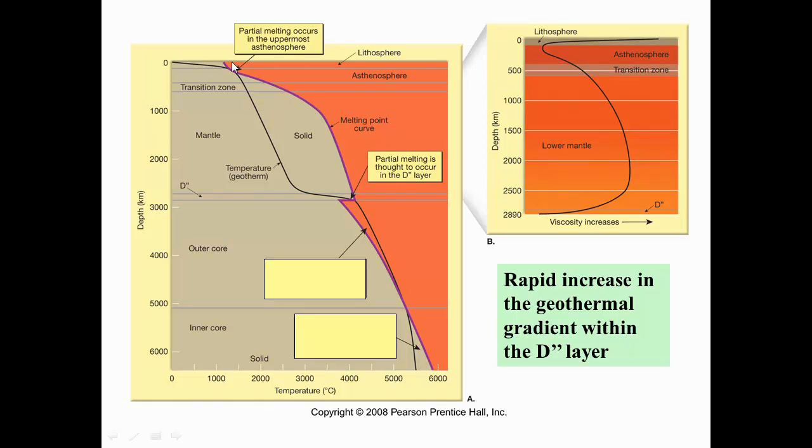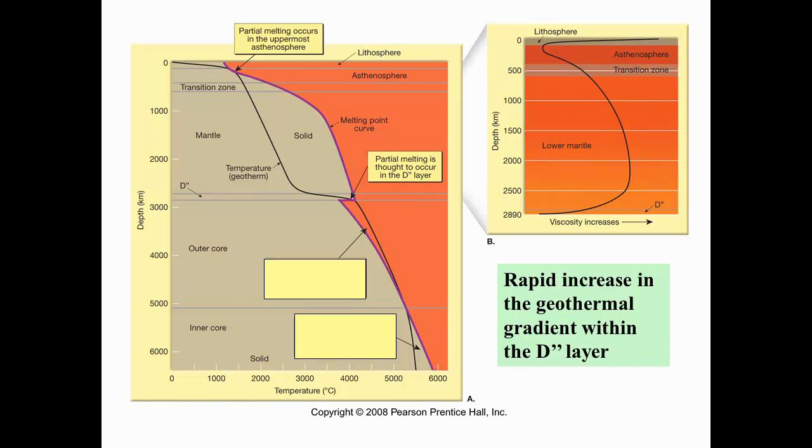And as we go through most of the remaining mantle with depth, the geotherm is well within the solid field at lower temperatures from the melting curve. And that tells us that much of the rest of the mantle, particularly the lower mantle, is solid all the way down to the boundary with the outer core.